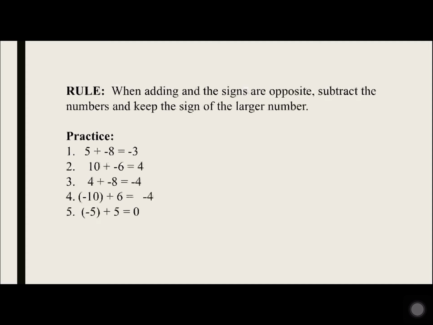Number 4, negative 10 plus 6 equals negative 4. Negative 10 is the bigger number, so that's why it's negative, and 10 minus 6 is 4. Number 5, negative 5 plus 5 equals 0. If you owe 5 but have 5, that would be 0. That's the end.